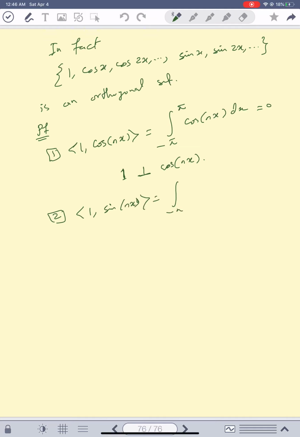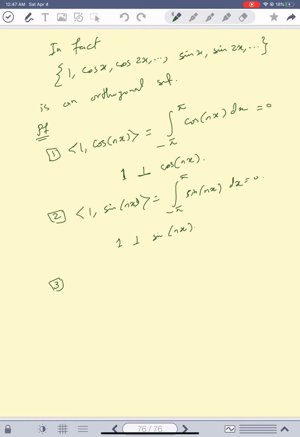But again, if you compute this integral, 1 times the sine, you will get 0, and what this says is that the function 1 is orthogonal to all the sines. So we finished the one. The 1 is orthogonal to every other function in this set.